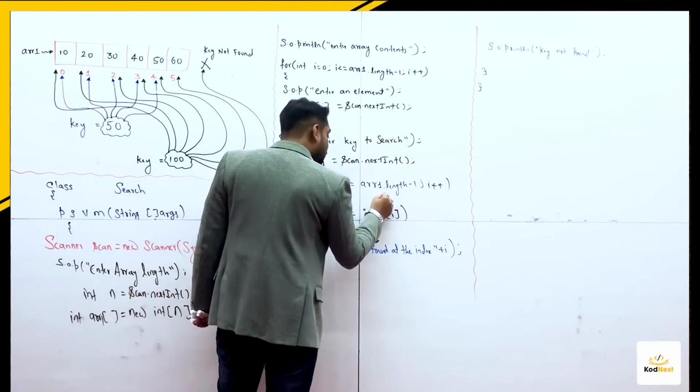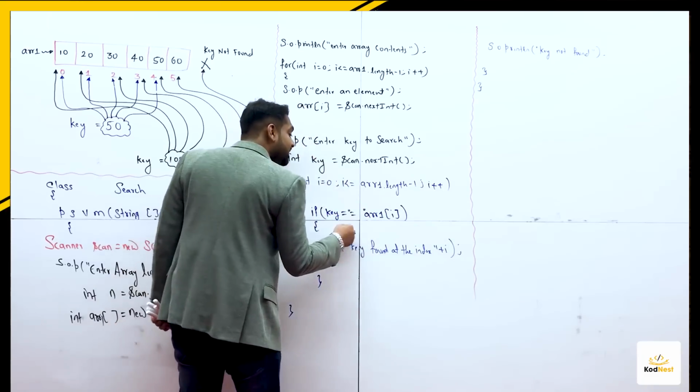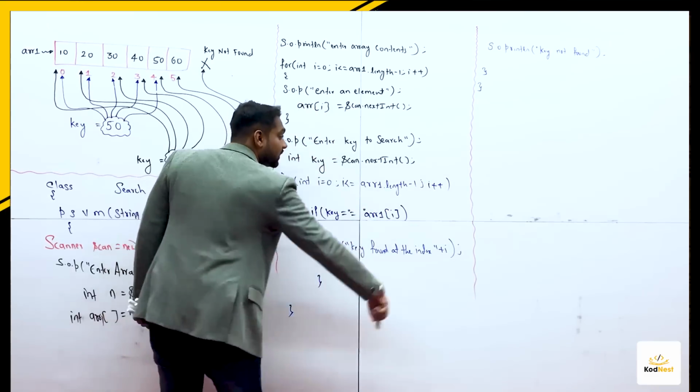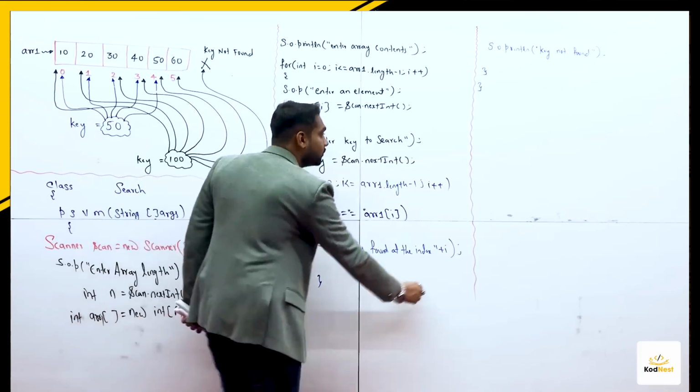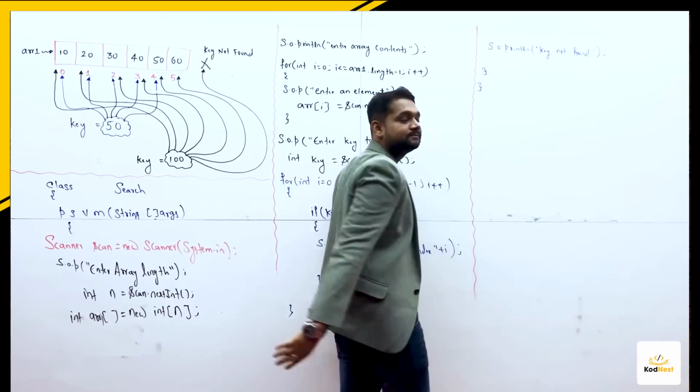Is 5 less than or equal to 5? Yes, you come inside. Is key matching with array of 5? No. Come out. i becomes 6. 6 less than or equal to 5? No. Come out of the for loop and print this.